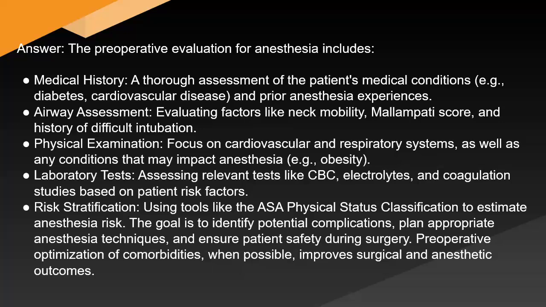Physical examination, focus on cardiovascular and respiratory systems as well as any conditions that may impact anesthesia, e.g. obesity. Laboratory tests, assessing relevant tests like CBC, electrolytes, and coagulation. Studies based on patient risk factors. Risk stratification, using tools like the ASA physical status classification to estimate anesthesia risk. The goal is to identify potential complications, plan appropriate anesthesia techniques, and ensure patient safety during surgery. Preoperative optimization of comorbidities, when possible, improves surgical and anesthetic outcomes.